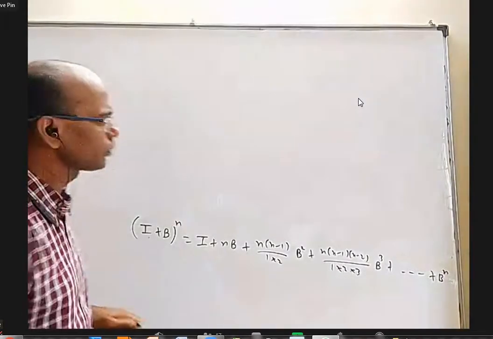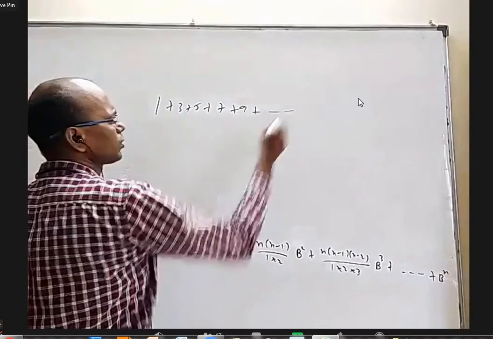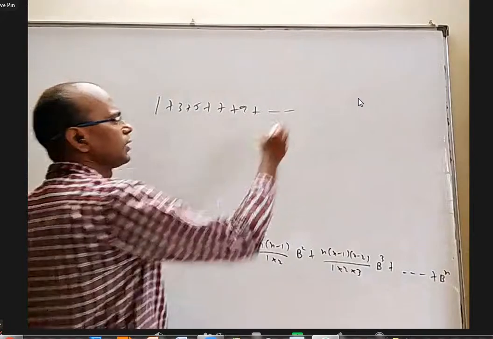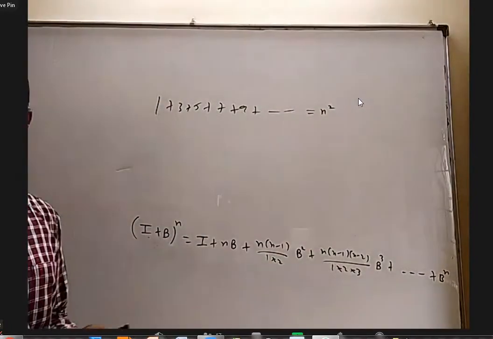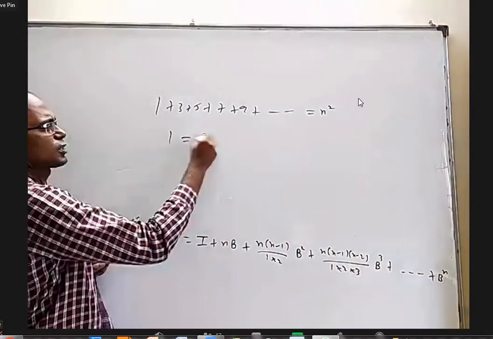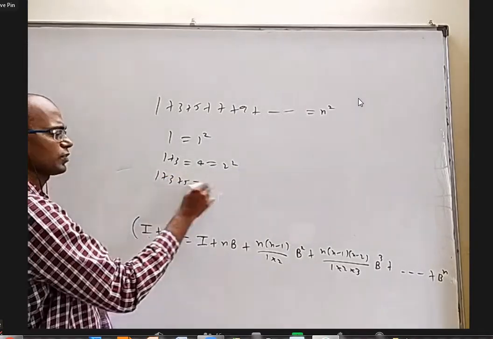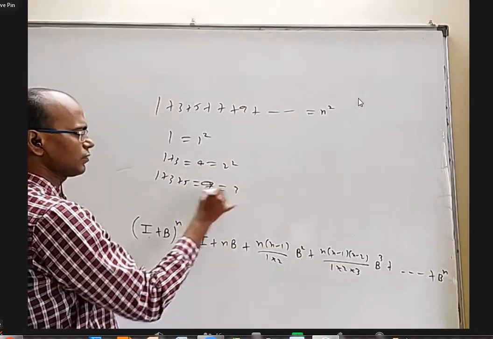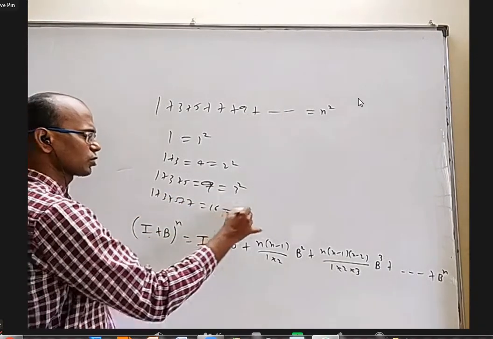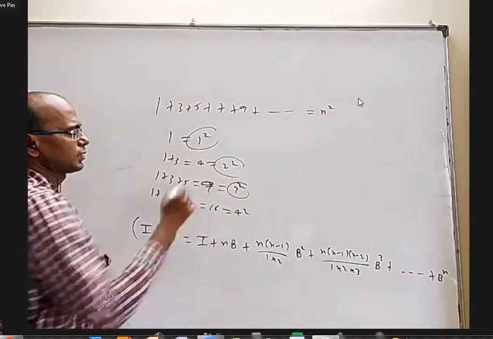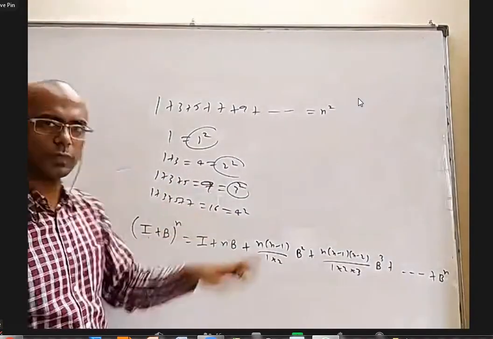Do all of you know that if you take 1 plus 3 plus 5 plus 7 plus 9 and so on, the first n odd natural numbers, you will get n square? For example, 1 is 1 square, 1 plus 3 is 4, which is 2 square, 1 plus 3 plus 5 is 9, which is 3 square, 1 plus 3 plus 5 plus 7 is 16, which is 4 square. You will see a pattern: 1 odd number, 1 square; 2 odd numbers, 2 square; 3 odd numbers, 3 square; 4 odd numbers, 4 square.